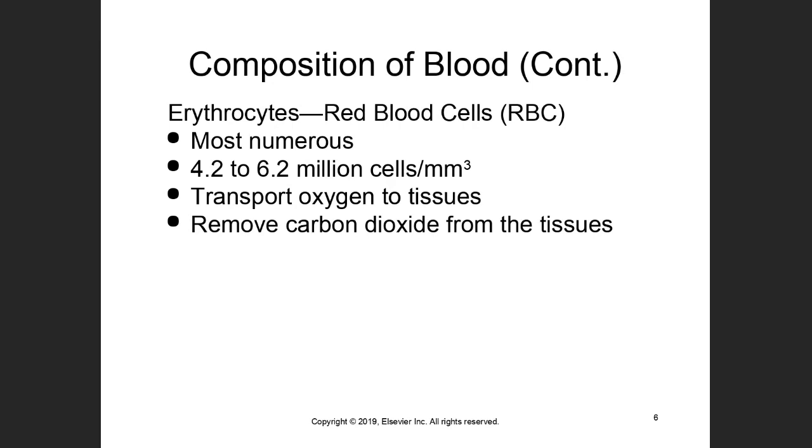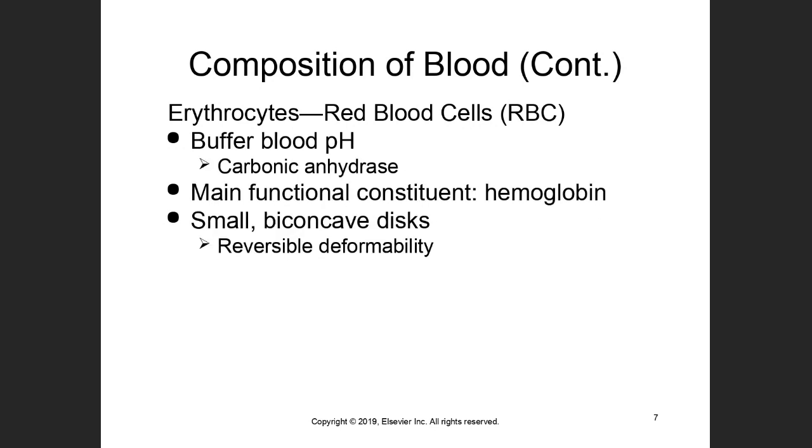Erythrocytes are the most numerous, 4 to 6 million, and one of the main functions is transport of oxygen to tissue and removal of carbon dioxide from tissue. The erythrocyte also buffers blood pH, because we have carbonic anhydrase, an enzyme that produces bicarbonate. The main component is hemoglobin. They are small biconcave discs with reversible deformability.